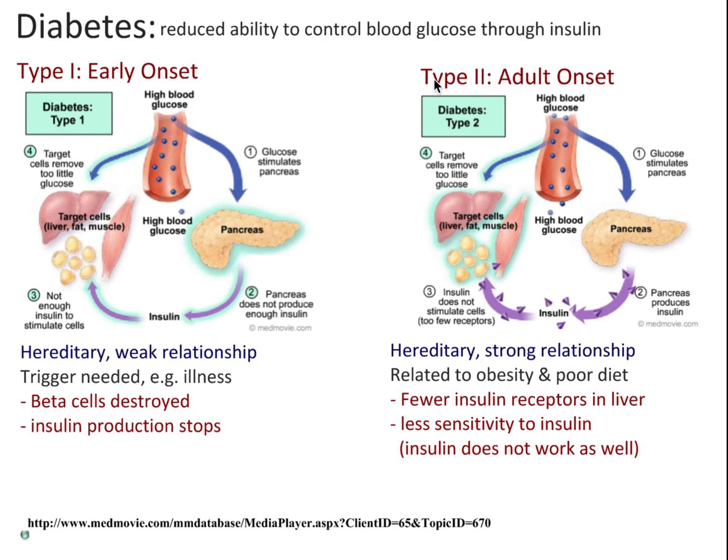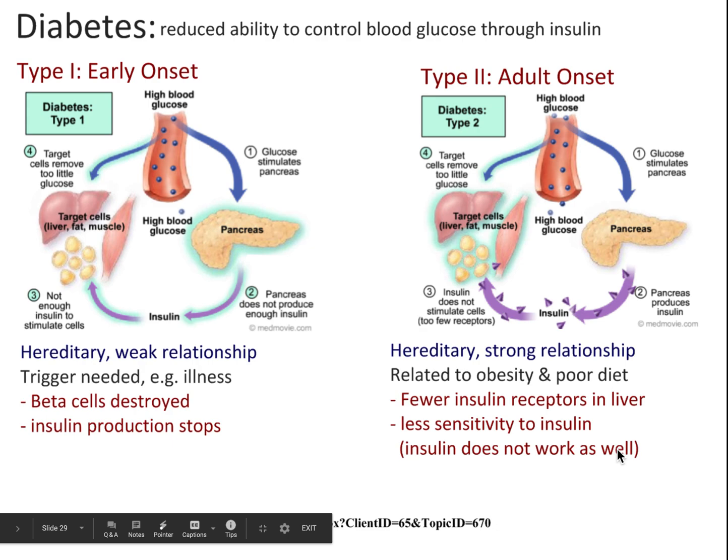Adult onset, or type 2 diabetes, would be hereditary as well. There's a stronger relationship, though, between it being hereditary, and it's related to obesity and poor diet. So fewer insulin receptors maybe are in the liver is what's occurring, and less sensitivity to insulin. So insulin does not work that well on the body. So having insulin injections here may not even help.